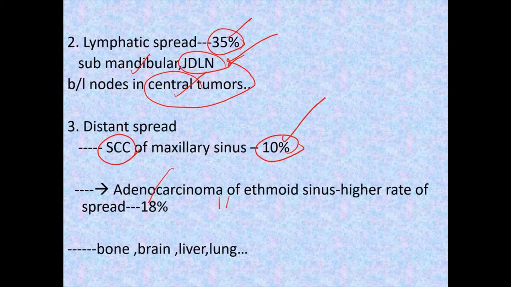Adenocarcinoma is a hardwood, and because of hardwood, as I already told you, there is a higher rate of distant spread. It is an 18% chance. They can go, you can remember LLB, or Vakil Saab LLB, that is lung, liver, and brain most commonly.